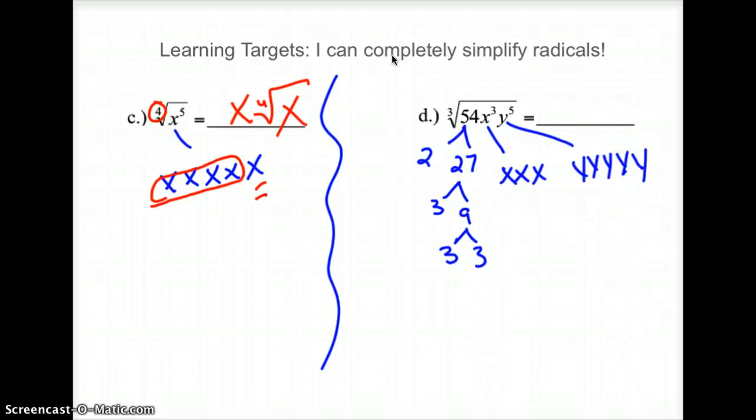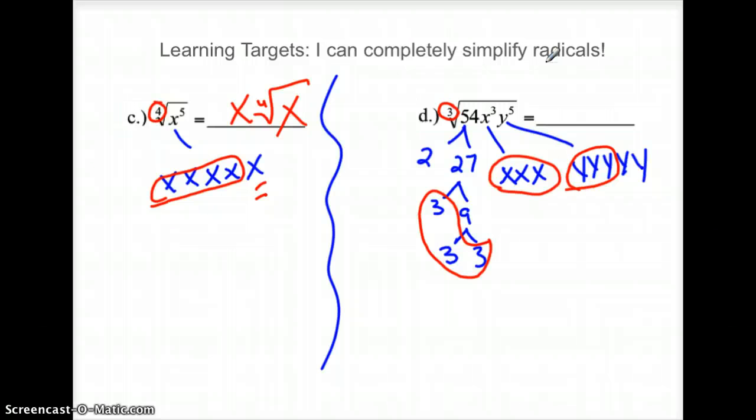All right, so I'm looking for sets of 3 based on my index. So I'm looking for triplets. I've got triplets of 3s. I had just enough x's. And oh yeah, there's a set of y's. So for each set, remember, one of those comes out. So a 3 comes outside, an x comes outside, and a y.